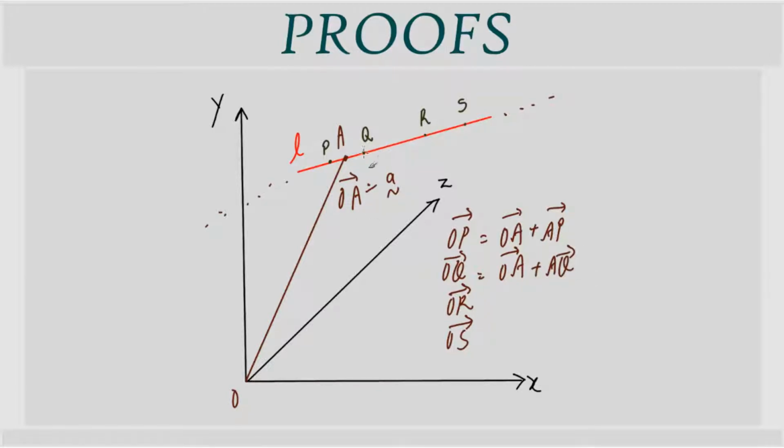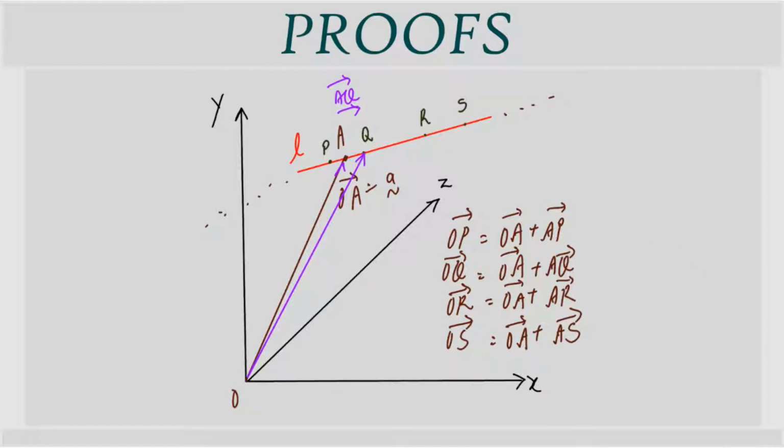Because OQ, the position vector of OQ, which is this purple one over here, is equal to OA plus this vector over here, which is AQ. And we have OR is equal to OA plus AR, and OS is equal to OA plus AS.